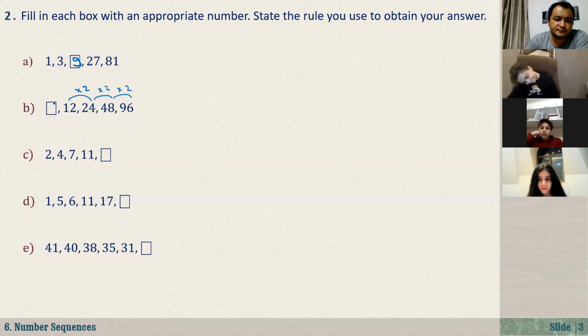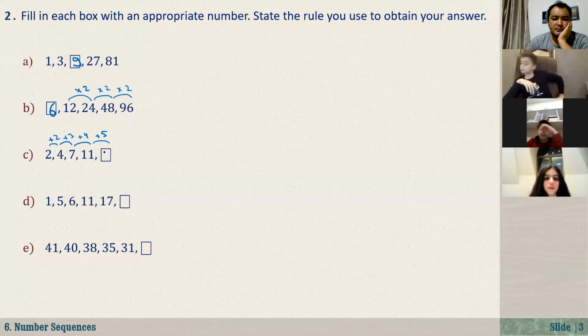6. How about C? Plus 2, plus 3, plus 4, and then it will be plus 5. It will be 16. Okay.